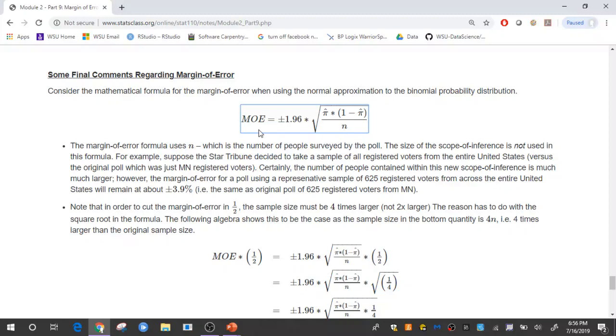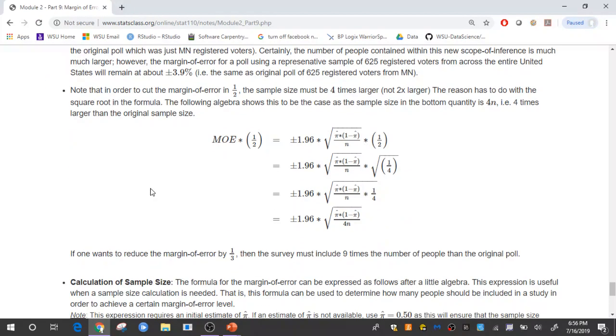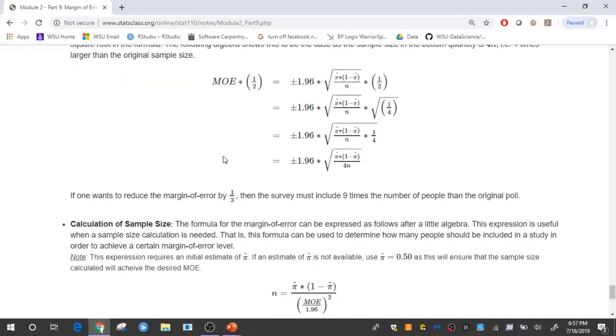So the only thing that influences the margin of error is how many people you put in your poll, not the size of the scope of inference. Another common misconception is that if I want to cut my margin of error in half, I have to double my sample size. And that's not true. You actually have to quadruple your sample size, and the reason is that this margin of error formula has a square root in it. The algebra here shows you that that's the case: I need a sample size 4 times larger if I want to cut my margin of error in half.